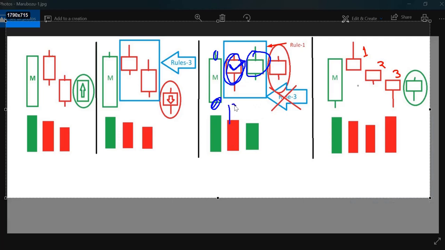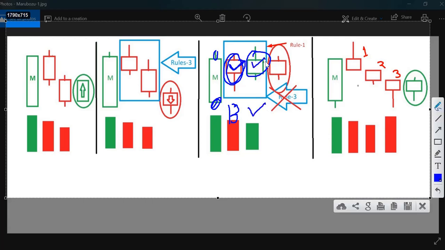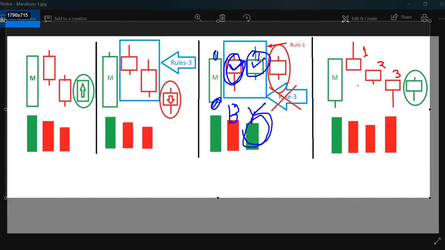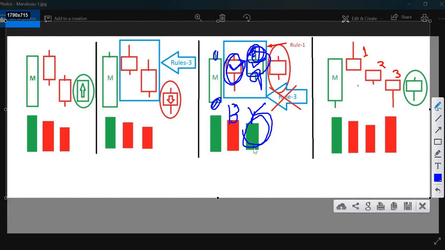Because buyers are strong in this candle, buyers have to increase their volume. Did buyers increase their volume? No, buyers could not increase their volume, because sellers strongly entered from the upper side and tried to decrease the buyers' volume. Again they entered from the lower side and decreased the buyers' volume. That's why the next candle is red. Okay, you have to think like that.